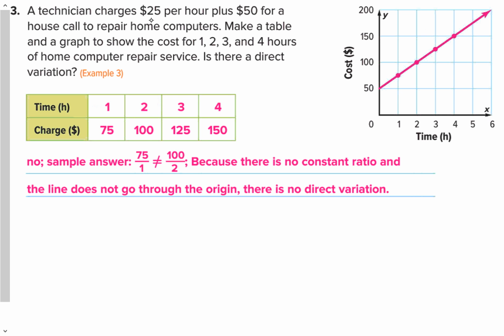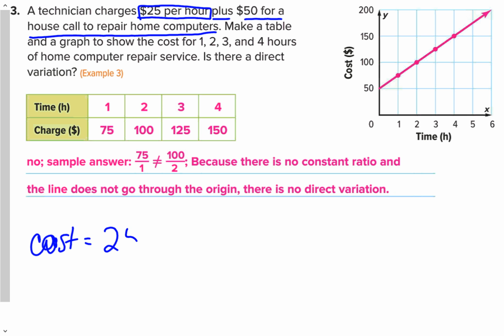A technician charges $25 per hour plus $50 for a house call to repair home computers. Make a table and a graph that shows the cost for 1, 2, 3, 4 hours of the home computer repair service. So it's important first that we take this and decide what we're going to do with it. We have your cost is going to equal $25 per hour. So I'm going to say $25 times the number of hours, and then they said plus 50.